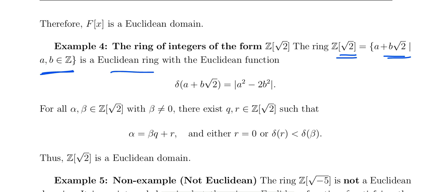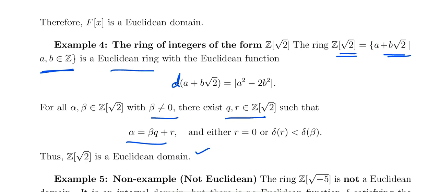With the function defined like that, del of a plus b root 2 equal to d, we can use it, it's not a problem. This is d of a plus b root 2 equal to a square minus 2b square. So for beta not equal to 0, there exist some two elements belonging to Z of root 2 with the condition alpha equals beta q plus r. This is the Euclidean domain.